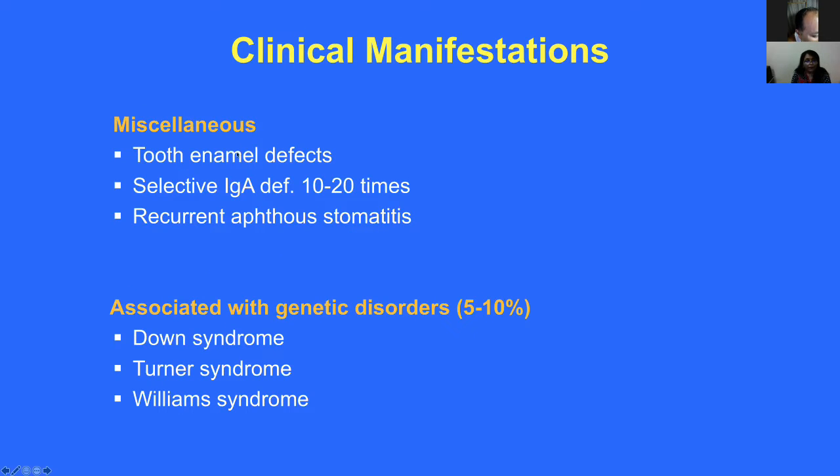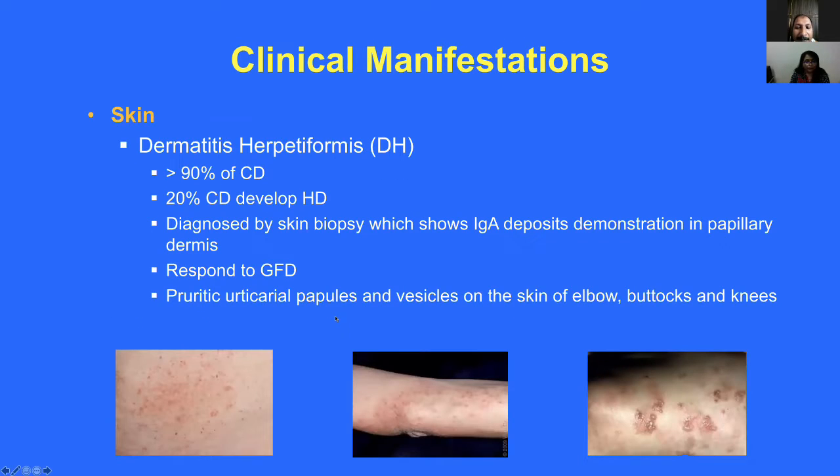Patients can land up in the dental department with tooth enamel defects, and the ENT department with recurrent aphthous ulcers. These patients, selectively, have IgA deficiency, which is 10 to 20 times more common in patients with celiac disease. Celiac can also be associated with a number of genetic disorders. Whenever patients with Down syndrome come with GI symptoms, we test them for celiac disease. Turner syndrome and Williams syndrome also have more association with celiac disease.